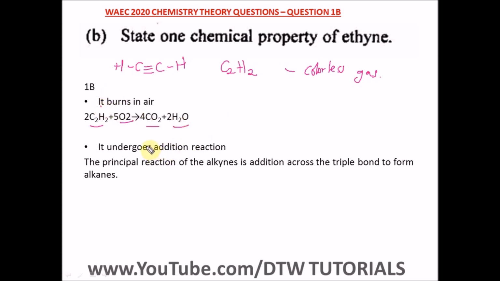It burns in air. Another property is that it undergoes addition reaction. When you react an alkyne in an addition reaction, you get an alkane. Okay, so the principal reaction of the alkynes is addition across the triple bond to form alkanes. So this is a chemical property of ethyne. That was Question 1B for the WAEC 2020 Chemistry Theory Question.